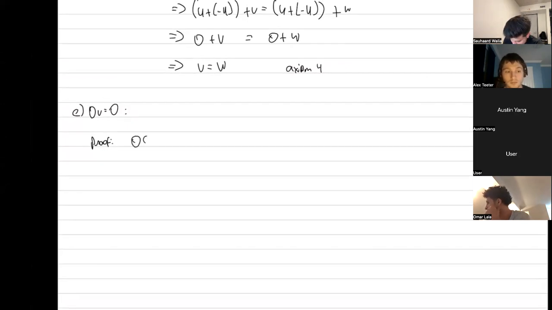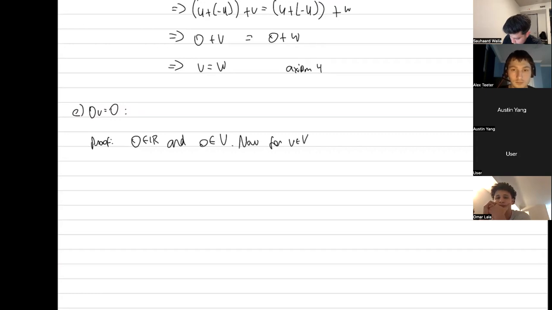we know 0 is a part of real numbers, right? And 0 is a part of the vector space. These are just given things that you should already know of a vector space. Now, for v a part of the vector space, what must hold true? Well, we're going to say 0 multiplied by v should be equal to 0 plus 0 multiplied by v. This is trivially true. And then because of the multiplicative axiom, we can say this is the same thing as 0v plus 0v.